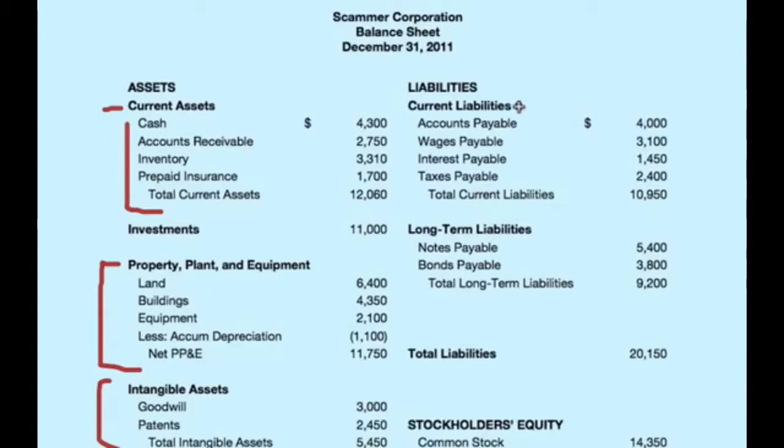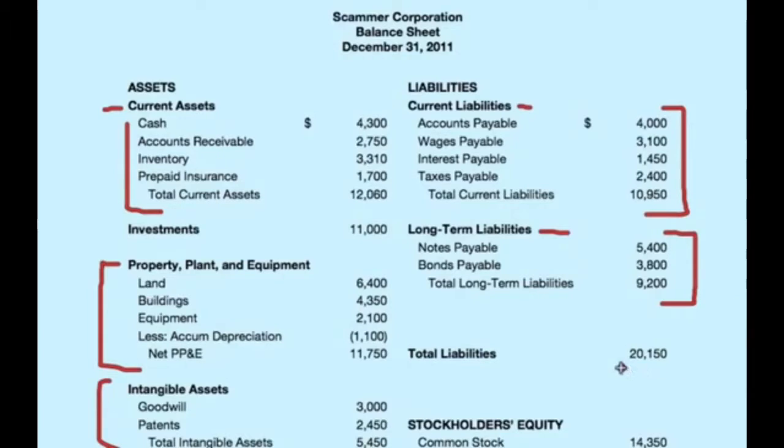You'll see that this says current liabilities. You have these things, which are accounts payable, wages payable, interest payable, taxes payable. These are your current liabilities, or obligations that need to be satisfied within a year. Then you have long-term liabilities. These are the liabilities that don't need to be satisfied within a year, that can be put off longer, basically.